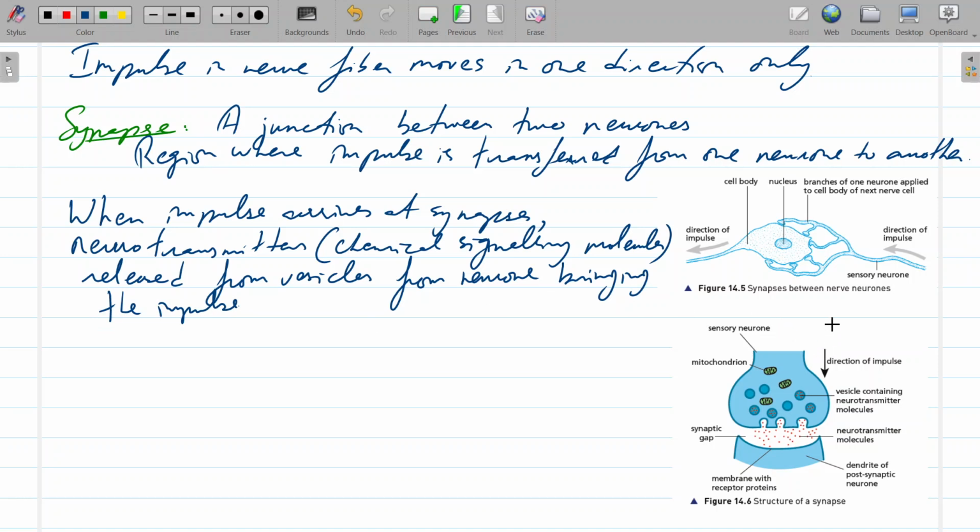Right, so direction of impulse is from top to bottom over here. You've got vesicles. When the impulse arrives, the vesicles fuse with the cell membrane and they release these neurotransmitter molecules. The neurotransmitter molecules rapidly diffuse across the synaptic gap, the gap in the synapse.